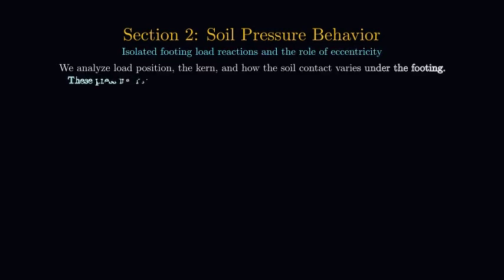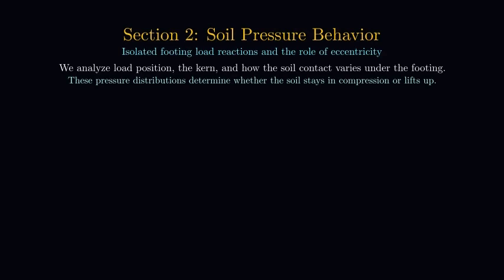In Section 2, we are looking at soil pressure behavior for an isolated footing. We will focus on how load eccentricity changes the soil reaction. We keep our footing geometry simple, so we can see the uniform, trapezoidal, triangular, and partial contact pressure distributions clearly.